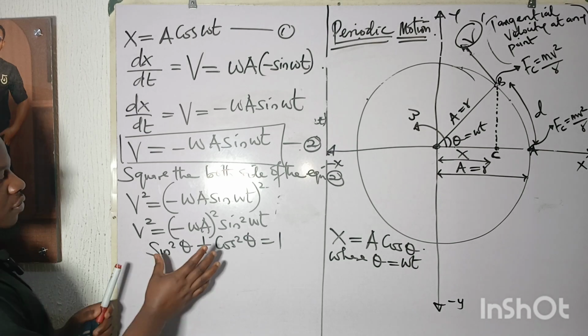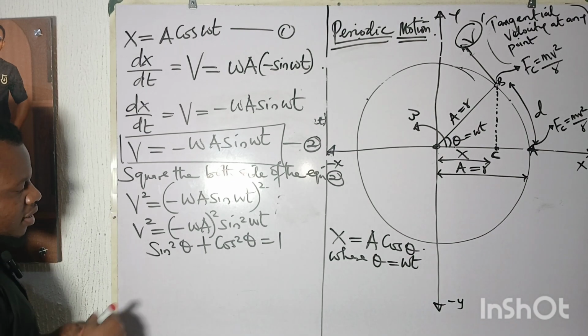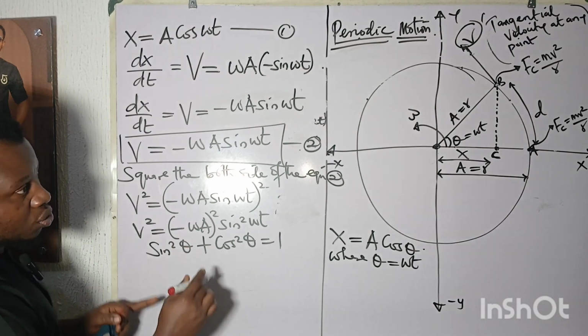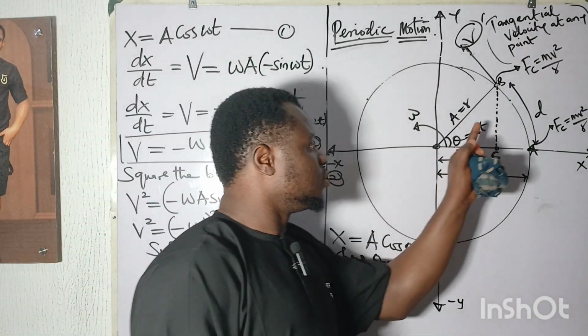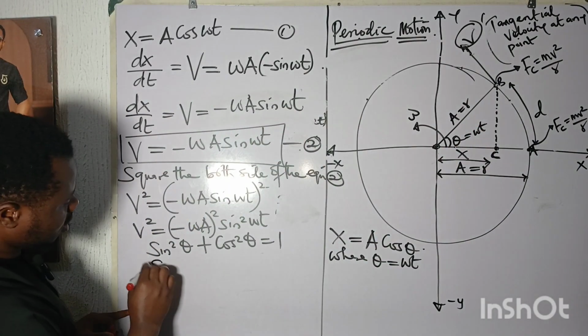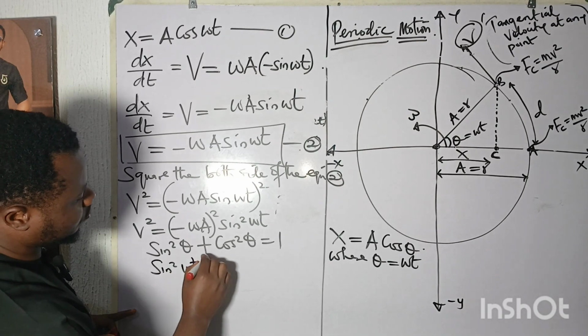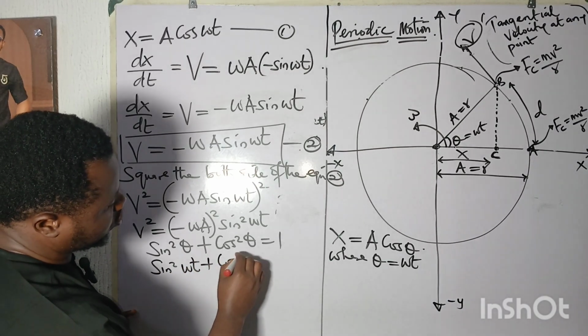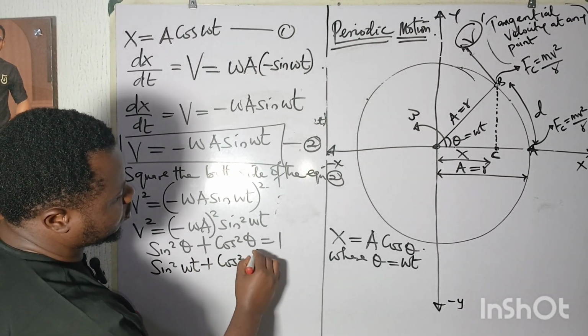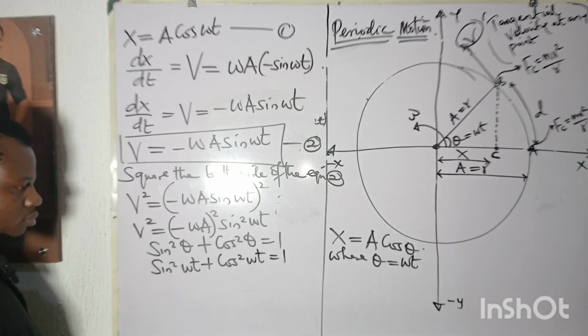Remember that our θ now is equal to ωt. So which means we have sine square ωt plus cos square ωt is equal to 1.